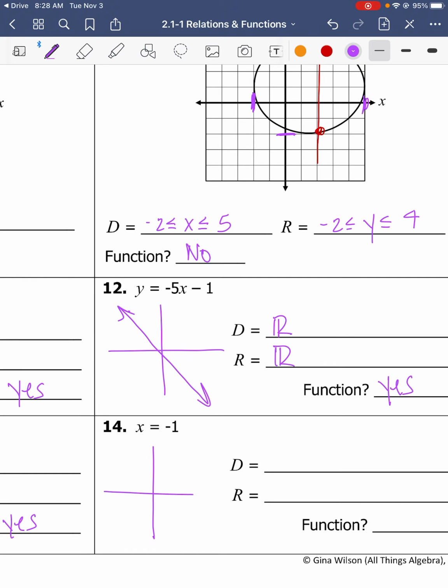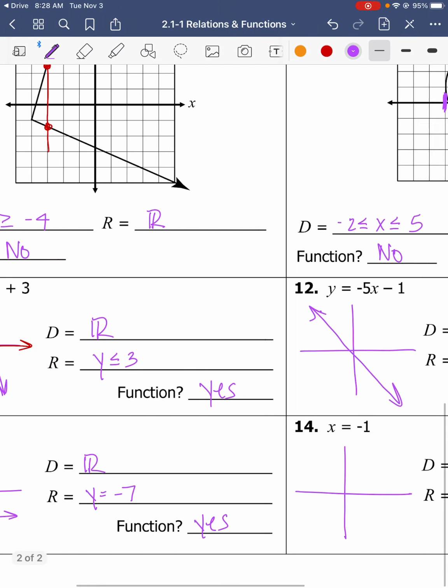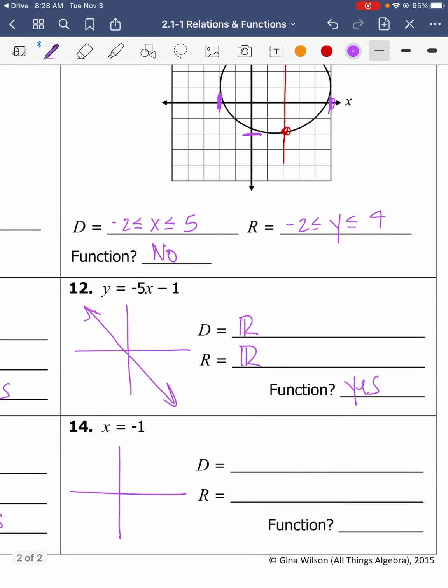And then this is one that we won't be able to graph. So number 13 you can graph in your calculator, number 14 you can't. This is the vertical line at -1. Okay, so the domain is only going to be one value. It can only ever be equal to -1, and the range will be all real numbers. And this is not a function because you can see if we draw a vertical line exactly where this function is, it hits every single point.